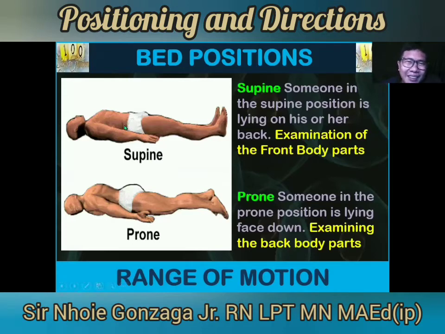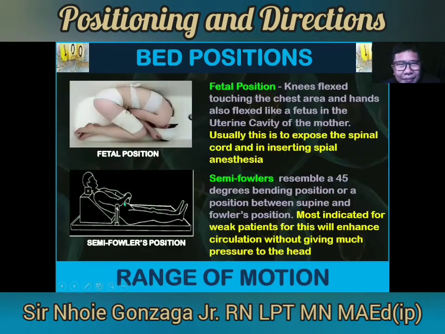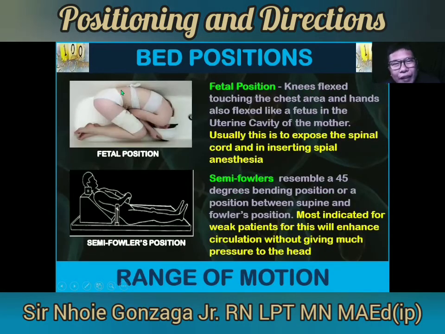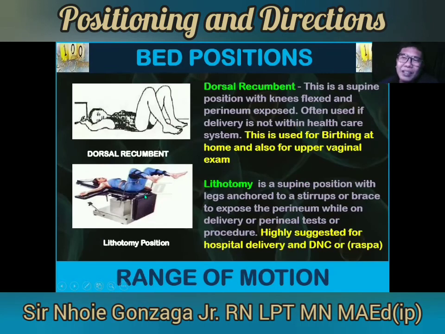You have supine, prone, right lateral recumbent or right side lying, left lateral recumbent or left side lying. You have Fowler's, you have Trendelenburg, you have fetal position, you have semi-Fowler's position, you have Sims position, and you have reverse Trendelenburg position. And the two special positions, we have the dorsal recumbent and the lithotomy position. Okay.